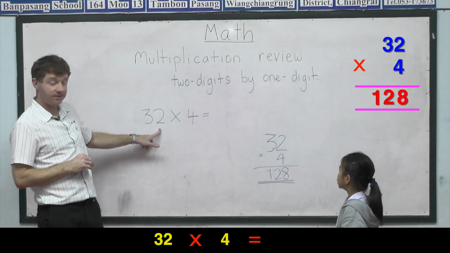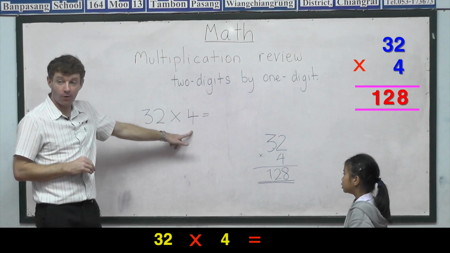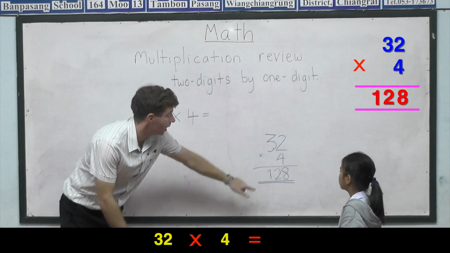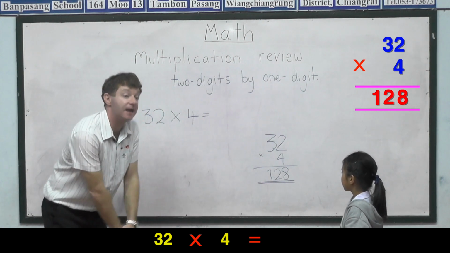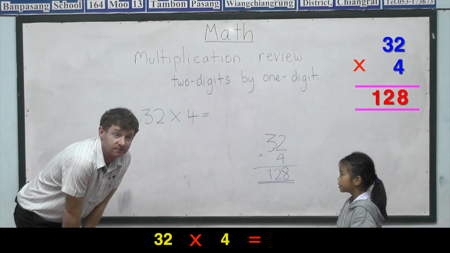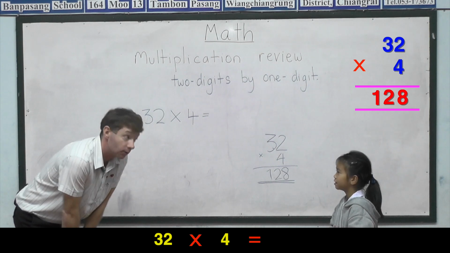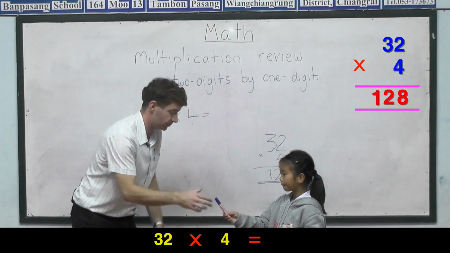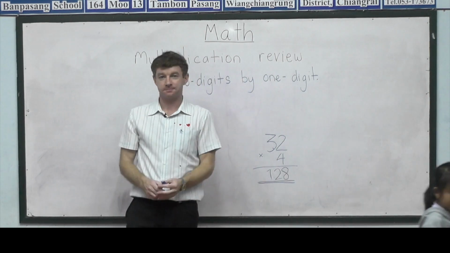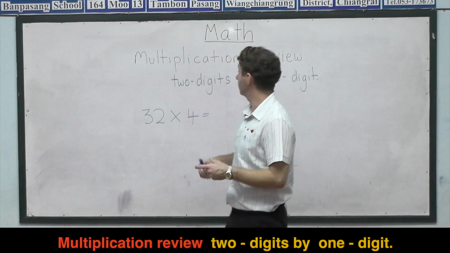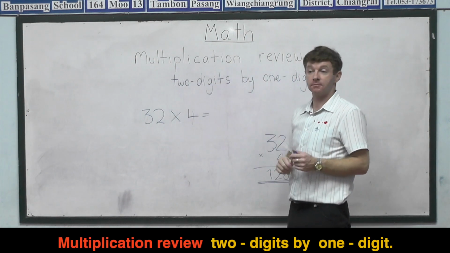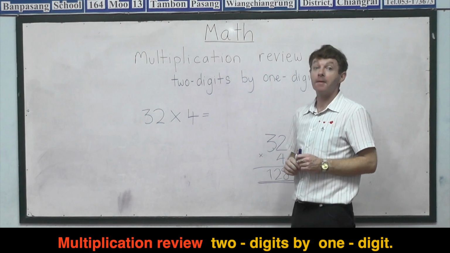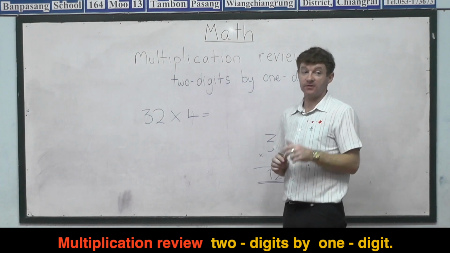32 times 4 equals 128. Is that correct? Yes. Are you sure? Yes. Are you really sure? Yes. High five. Round of applause for Prel. Well done. So this is how we do multiplication of 2 digits by 1 digit.